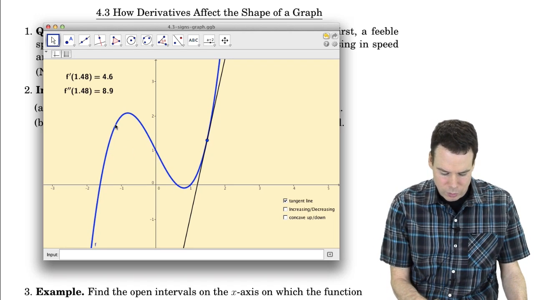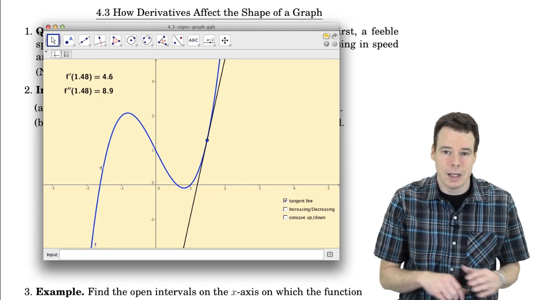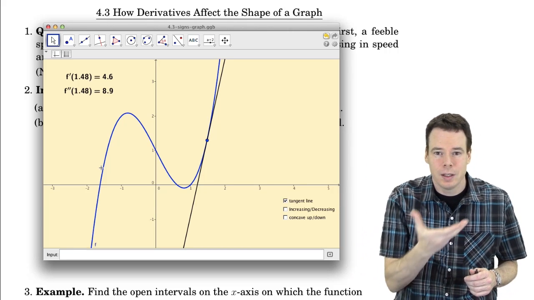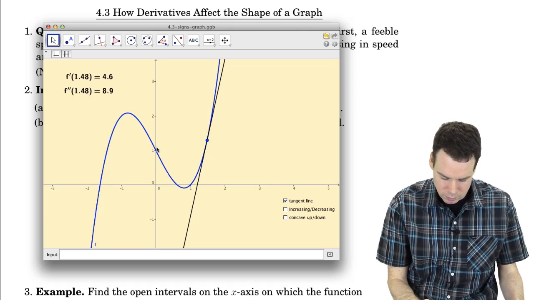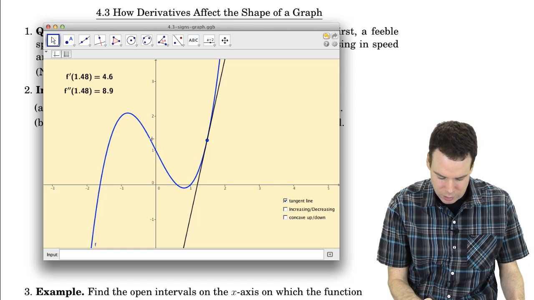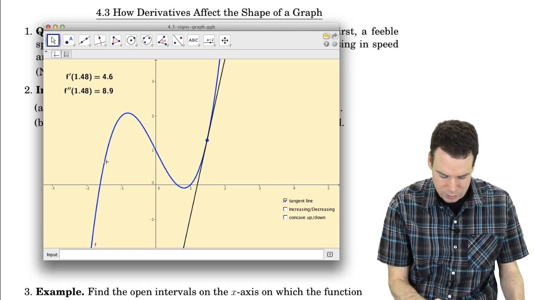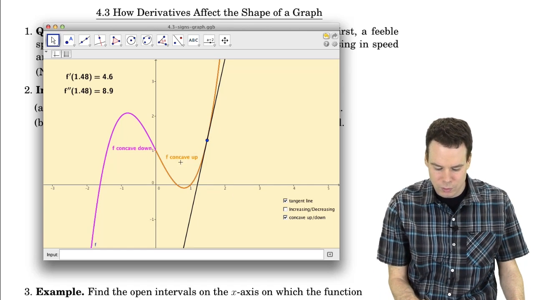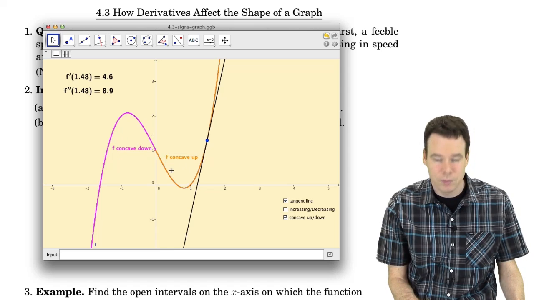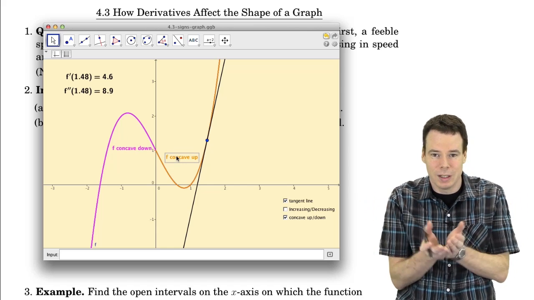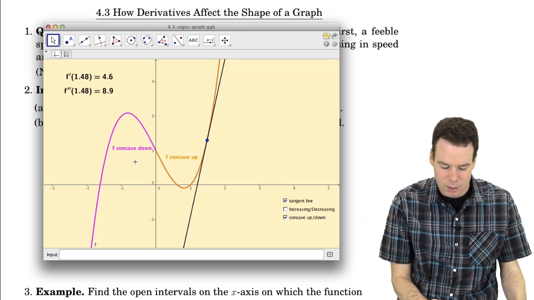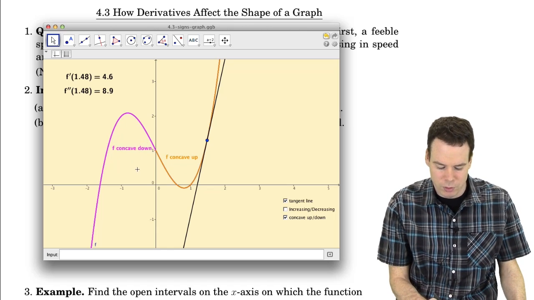There are some places where it's sort of shaped like an upside down bowl. There's also places where it looks like a right side up bowl. So, this part of the curve over here looks like a right side up bowl, whereas this one looks like an upside down bowl. Those are referred to as concave up or concave down. If it's a bowl opening in the upward direction, or if the curve's opening in the upward direction, we say it's concave up. And similarly, if it's opening in the downward direction, we say it's concave down.